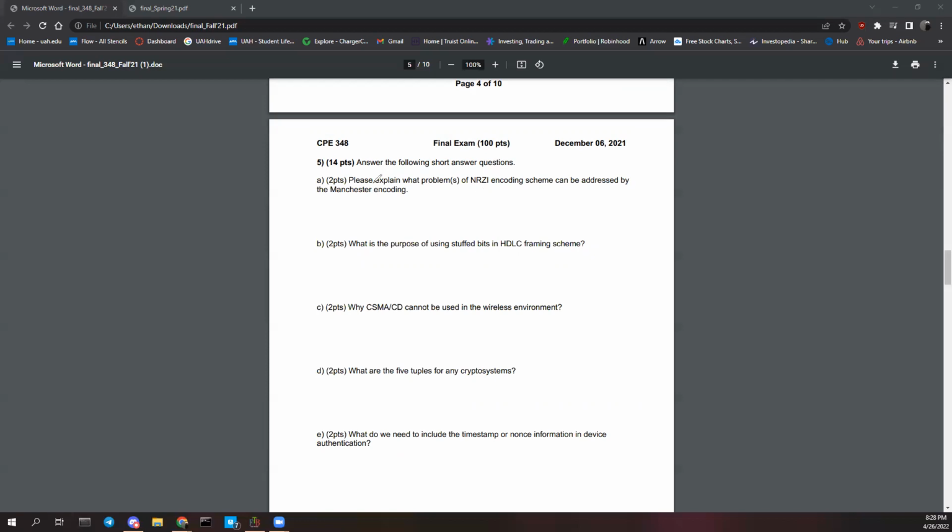Starting here: please explain what problems of the NRZ encoding scheme can be addressed by the Manchester encoding scheme. Even on his exam, it's not NRZI, it's just NRZ, non-return to zero. So your first problem with the NRZ encoding scheme that can be solved via Manchester is consecutive zeros and ones.